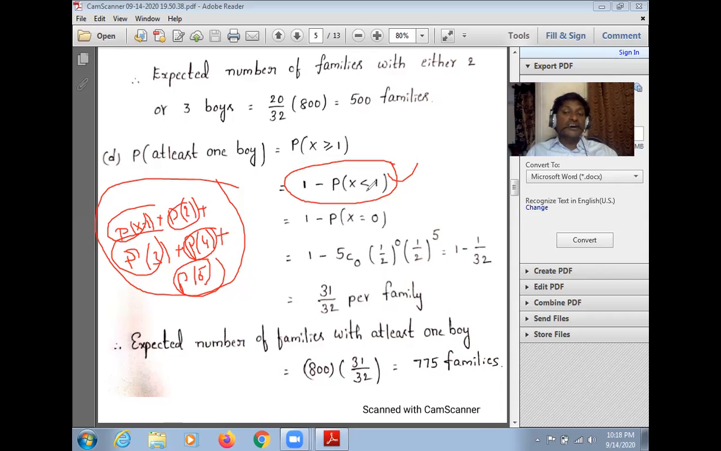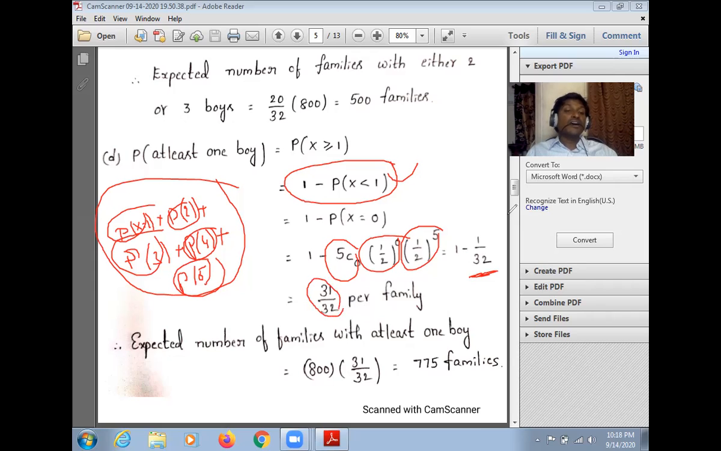So P of x less than 1, so x less than 1 is nothing but x is equal to 0. So for that, 1 minus 5C0 (1/2)^0 (1/2)^5. Which is equal to 1 minus, this is nothing but 1, and anything to the power 0 is 1, and only the remaining (1/2)^5, that is 1 by 32. So 1 minus 1 by 32 is 31 by 32.